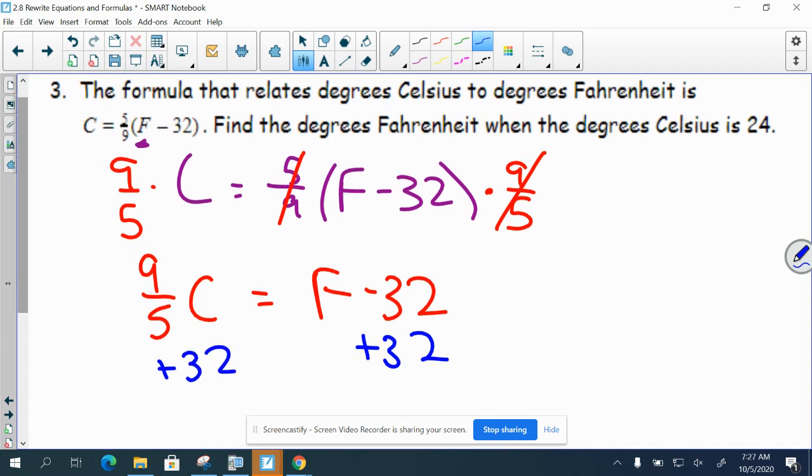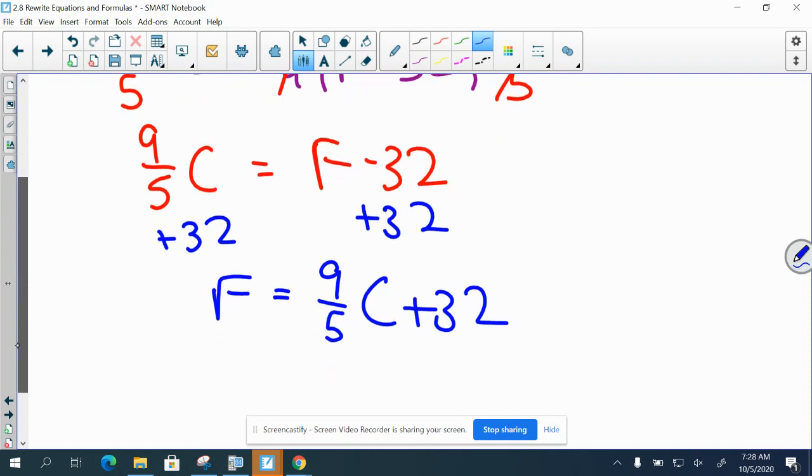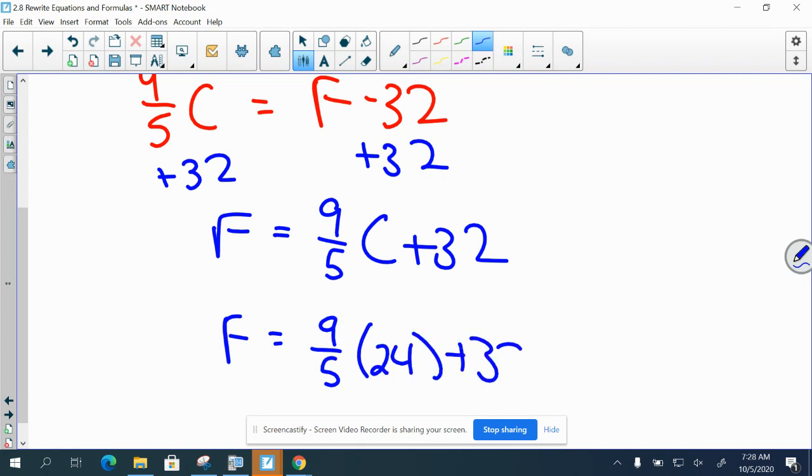Okay, you should know how to do this. This is not that tricky. You just have to remember to multiply by the reciprocal and then add the 32 over. You don't have to have the original equation memorized, but if given the original equation, you should be able to convert it so that it's F equals. So we have F equals 9/5 C plus 32. Now that we have the formula rearranged for F, we can answer the question, which says find Fahrenheit when Celsius is 24. So F equals 9/5 times 24 plus 32.